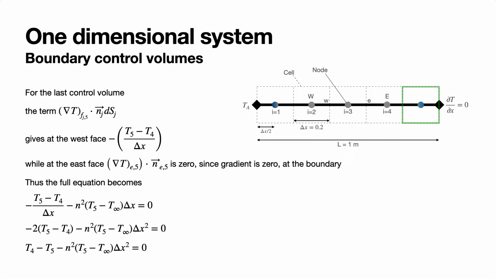Similarly, for the last node, we can use the same formulation as for the inner nodes for the west face, but for the east face we have a boundary condition given that the gradient of temperature is 0. So that simplifies things a little bit. In turn, the gradient divergence term now contains only one term, which we can further expand to get a relation for T5.